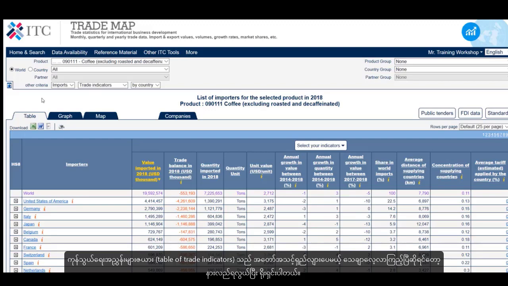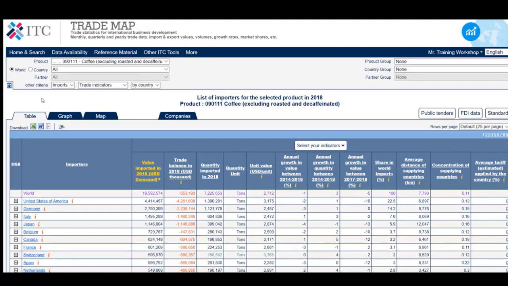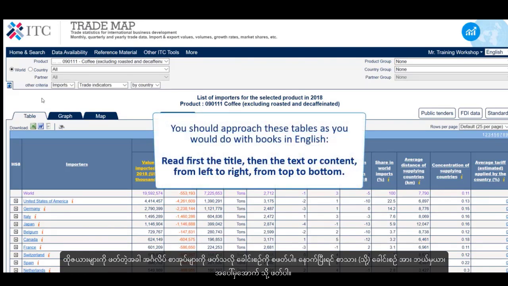The table of trade indicators is relatively long, but quite simple when you look at it. You should approach these tables as you do with books in English, and read first the title, then the text or content, from left to right, from top to bottom.